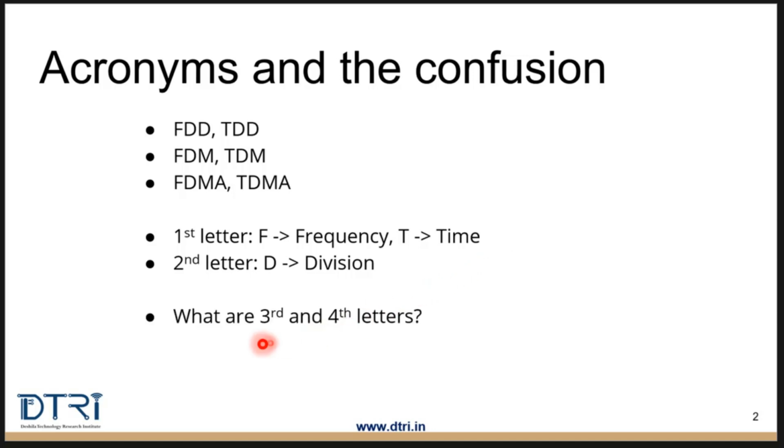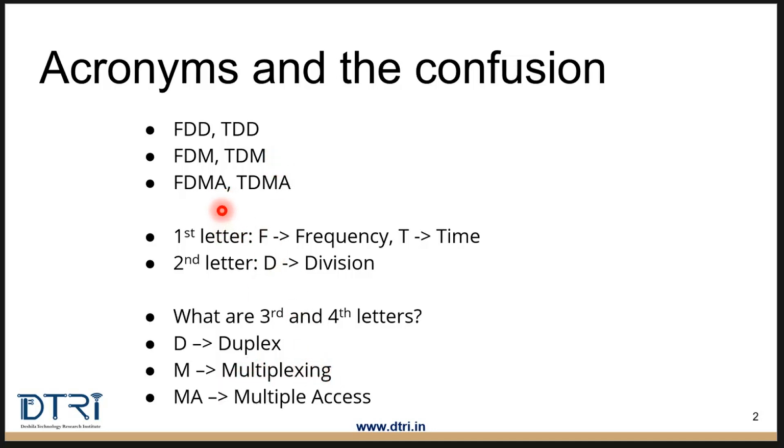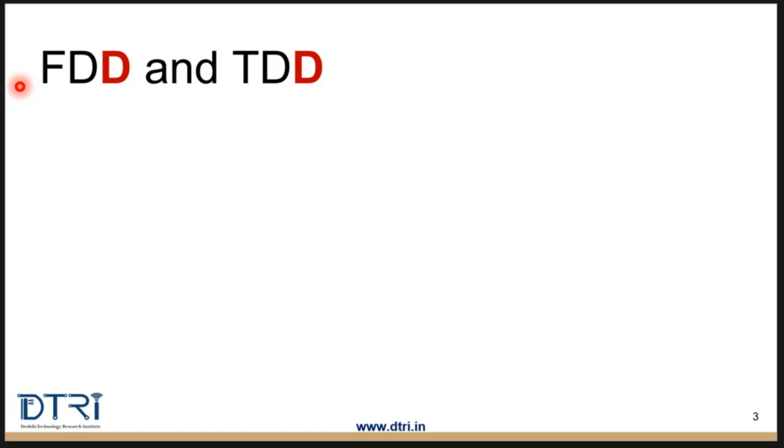But what is the significance of the third and fourth letters? In the case of FDD and TDD, D stands for duplex. In the case of FDM and TDM, M stands for multiplexing. In the case of FDMA and TDMA, MA stands for multiple access. First, let us look at the FDD and TDD acronyms.